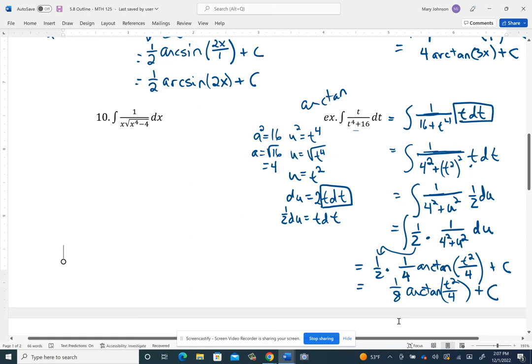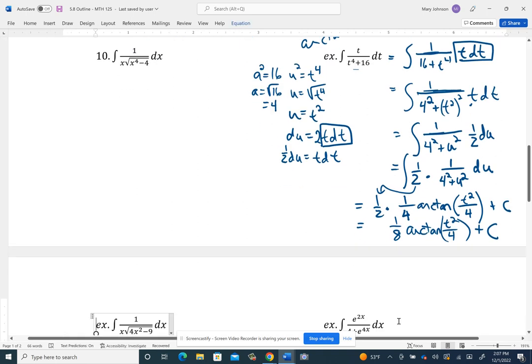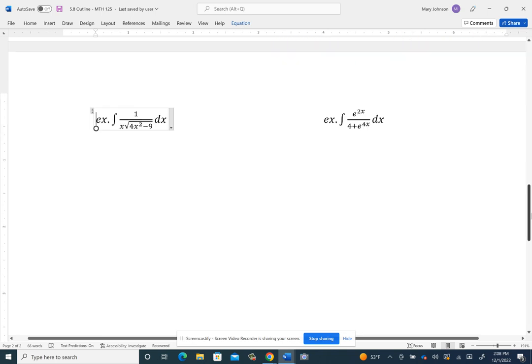Okay, so let's go ahead and work some more on these inverse trig functions. I'm going to look at question number 10, but I don't want to do that one next. Let's go to this page and look at the example at the top of the back page first.